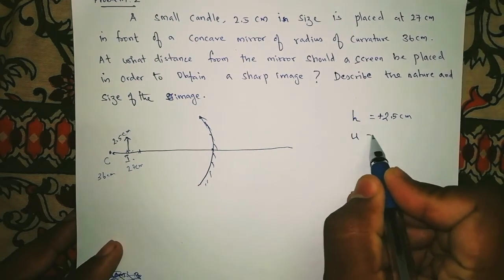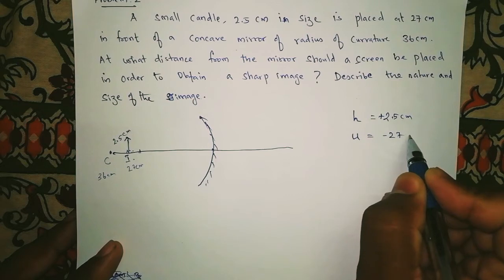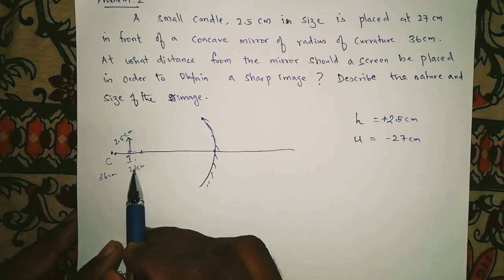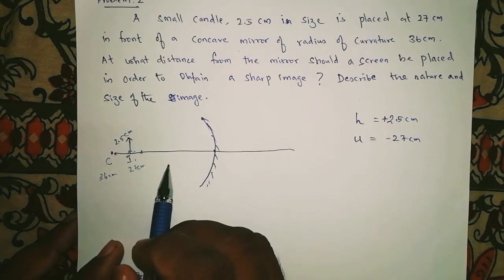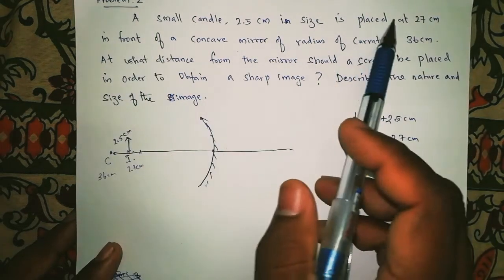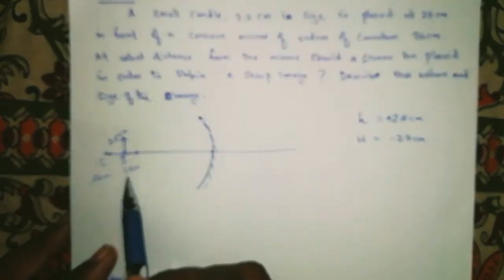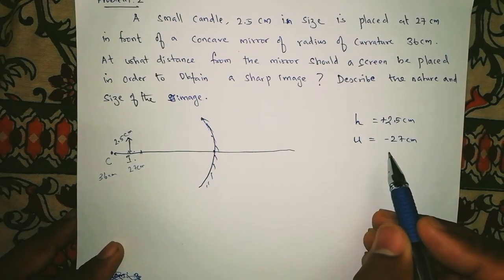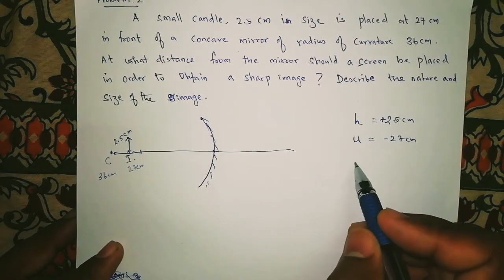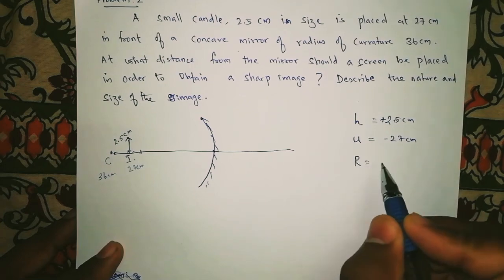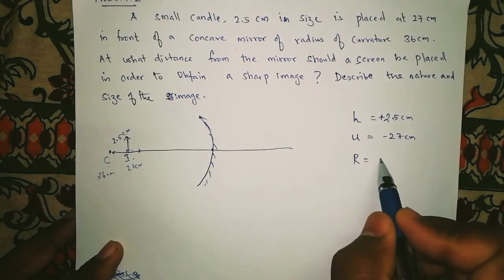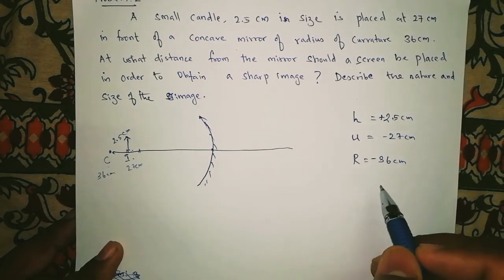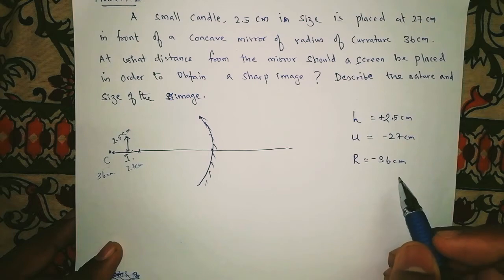Then u is equal to minus 27 centimeter. Why is u kept as minus? u is nothing but the distance from the concave mirror where the object is placed. Because it is kept on the left hand side, it should be written as minus 27 centimeter. And r is also given, the radius of curvature, which is 36 centimeter. Because it is kept on the left hand side, it should also come as negative, minus.